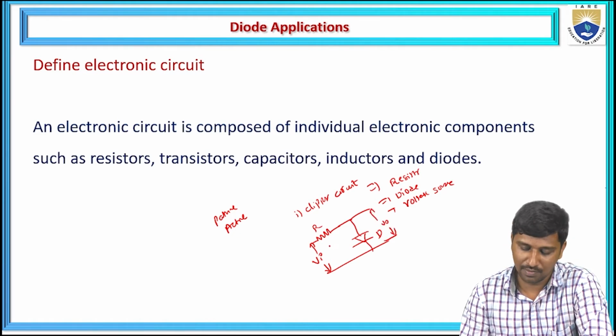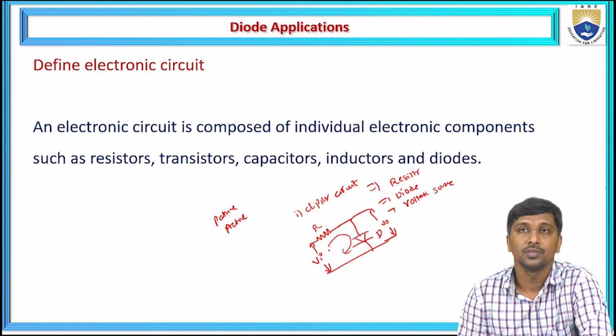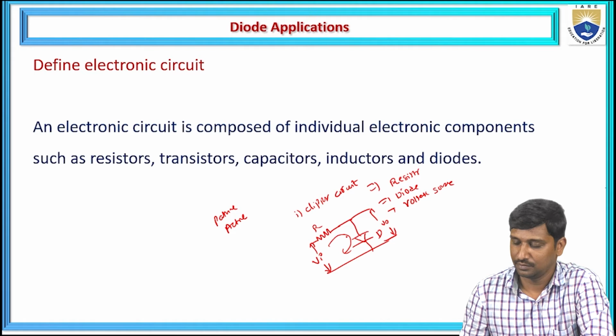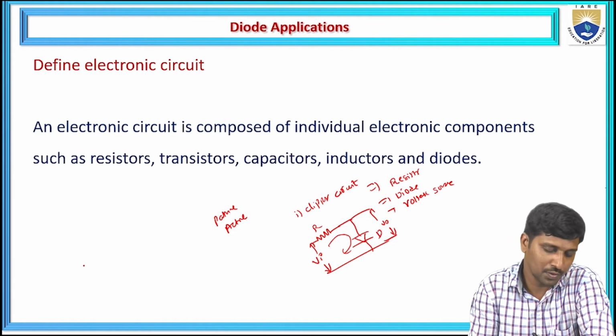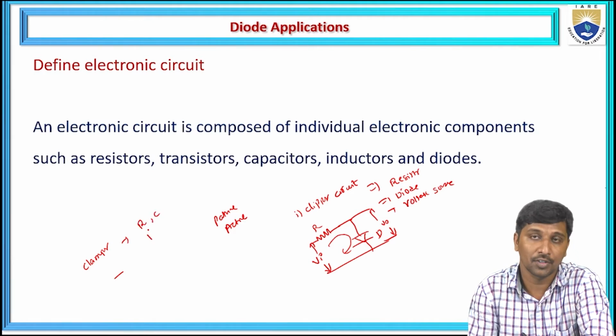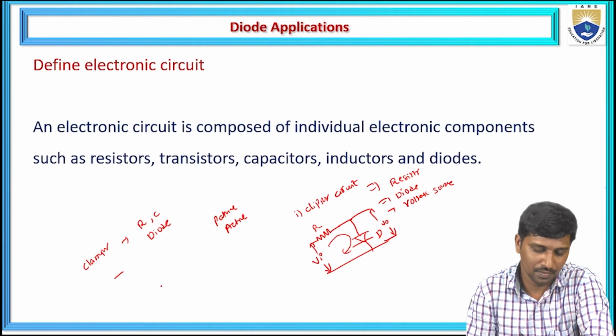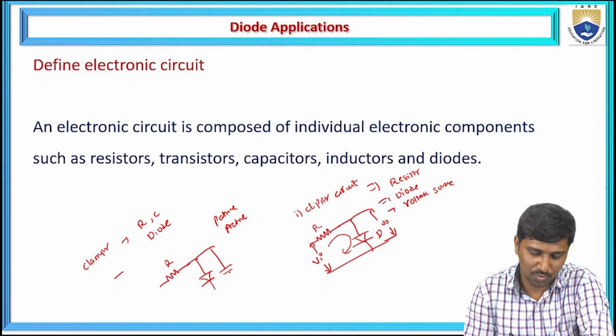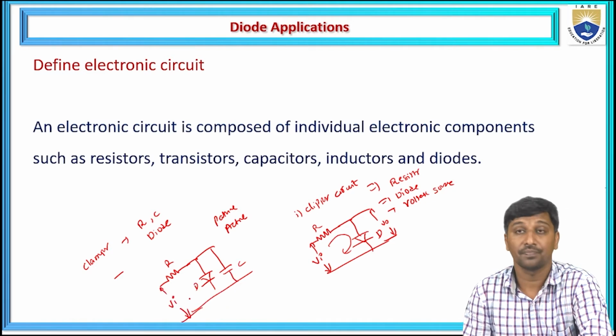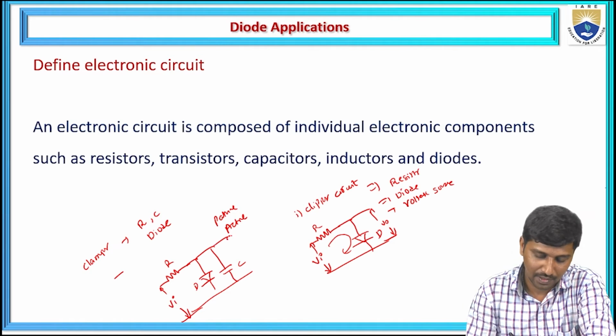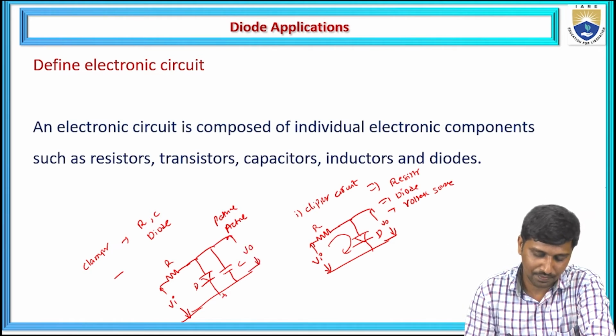This is nothing but one complete electronic circuit. To define our applications, suppose you want to design a clamper circuit. It uses two passive components, a resistor and a capacitor, and one active component, a diode. This is a resistor, and this is the parallel combination of a capacitor and the diode. Then we pass some input signal source VI, and the output is measured across the capacitor.